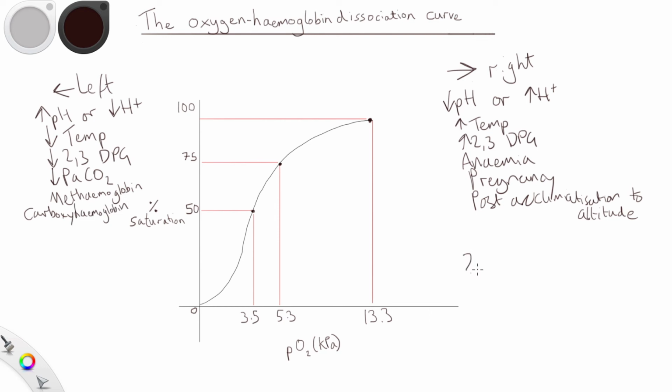What is the Bohr effect? The Bohr effect describes the right shift in the curve in association with increased PaCO2 and hydrogen ion concentration.